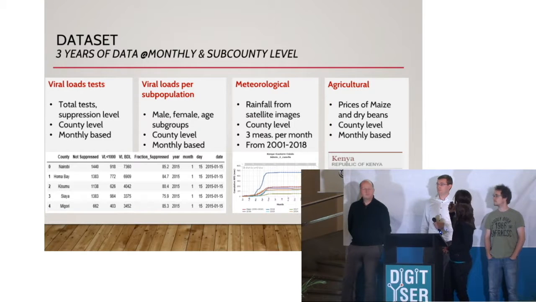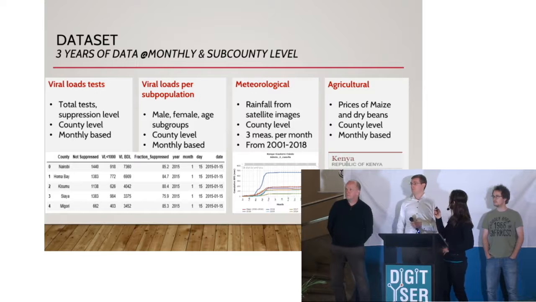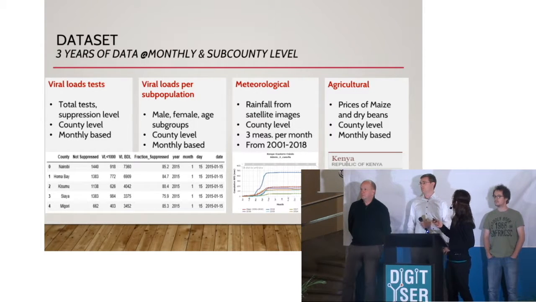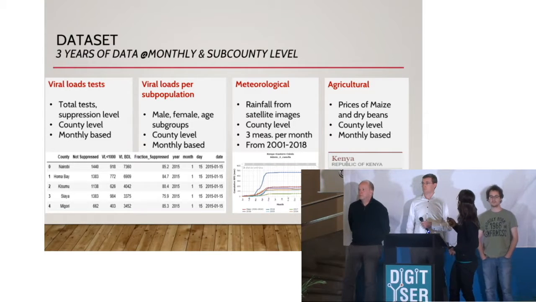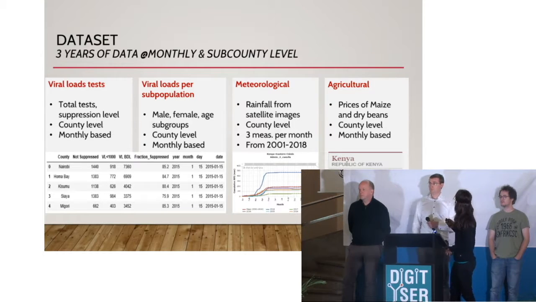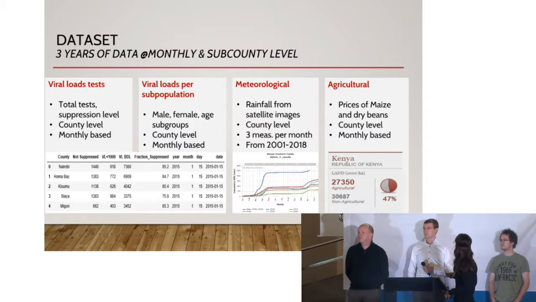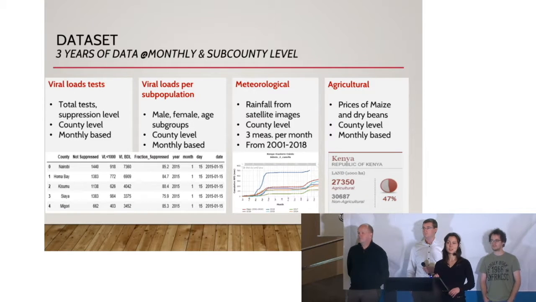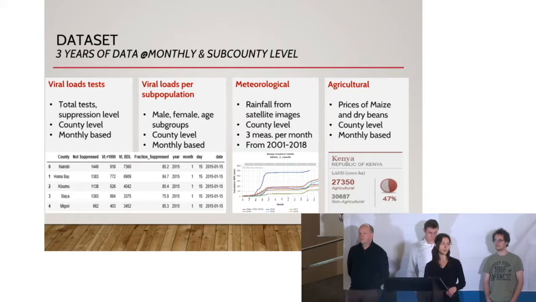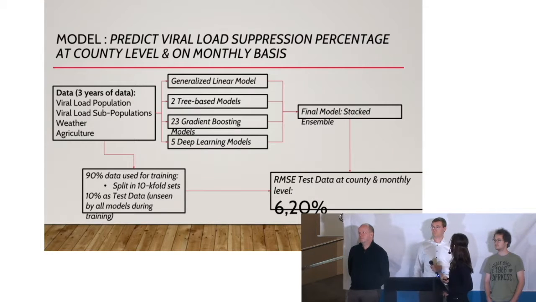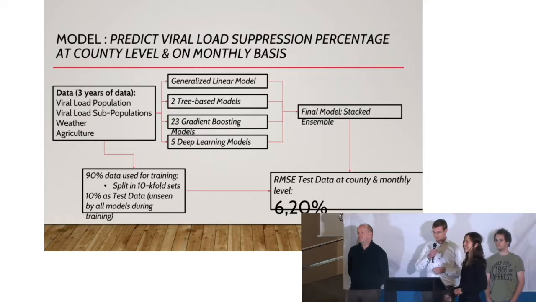Just to go quickly into the data details: we found viral load tests at the country level, monthly based, and another data set with subpopulations, divided by gender and age subgroups. For meteorological data, we had rainfall based on satellite images, and for agriculture, we used prices for maize and dry beans. We are still considering, and it will be part of the project, evaluating whether those variables are actually drivers of agriculture and malnourishment in the country. The crucial part is the development of the model, and I will switch with Hans.